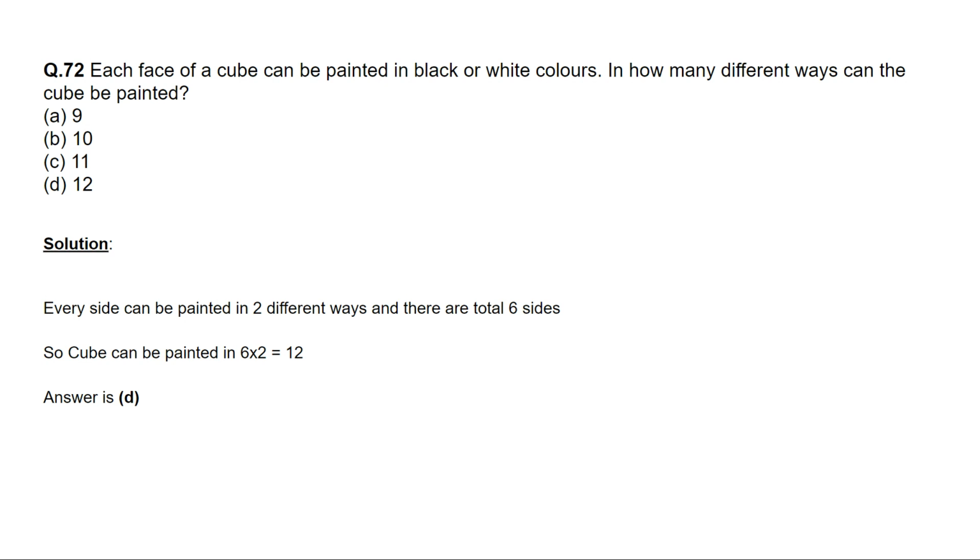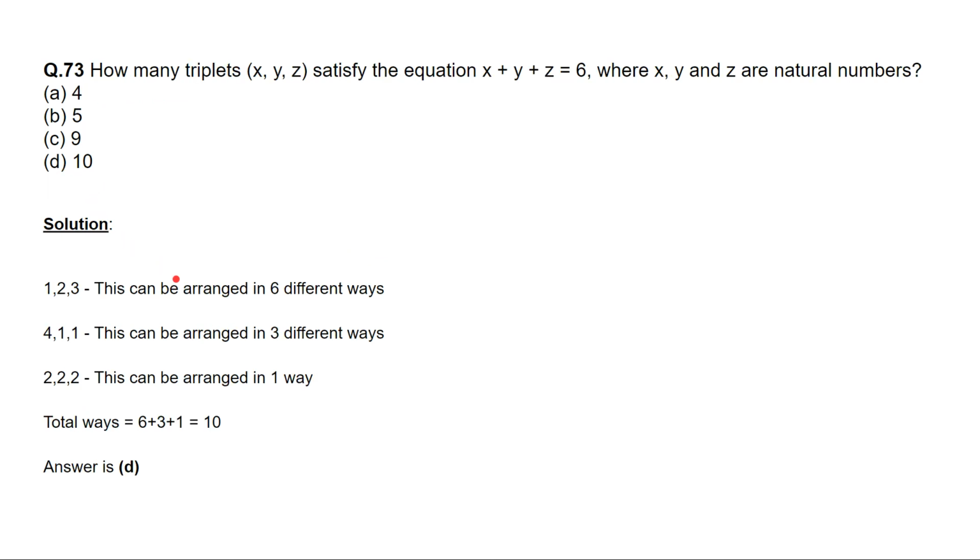Okay, so you have a cube here, and each face of the cube can be painted either black or white. So this is a simple question. So you have a choice of two for each of the faces. So there are six faces, so there are like 6 into 2, 12 ways, different ways in which you can paint the cube. So correct answer is going to be 12 here, D.